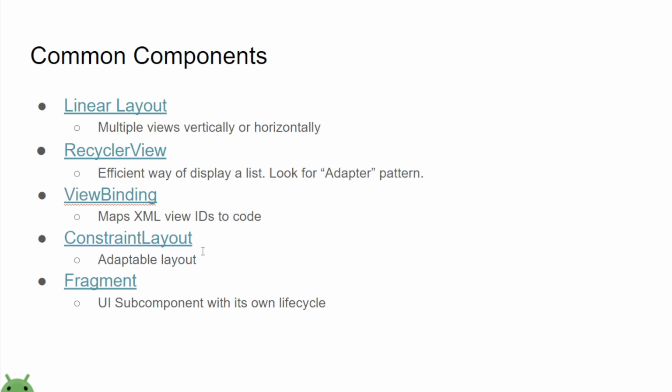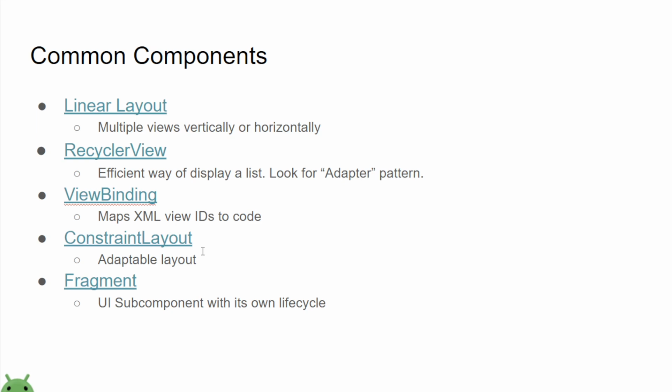When we talk about XML views, you will need to know what the common components are. So something like a linear layout is what's known as a view group, multiple views put together. The linear layout is useful for things like lists. Maybe you have a list of buttons or other elements, and that is what the linear layout does.